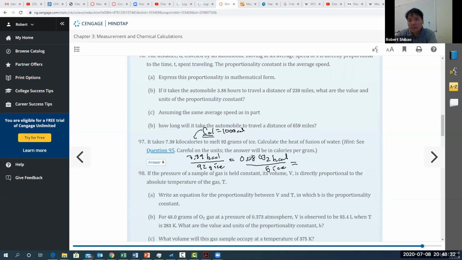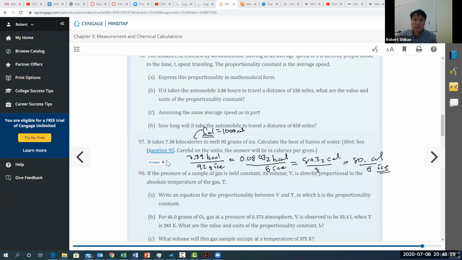And so calories is better. Calories is smaller, so we got to make the number bigger. And so that would be move it 3 over. So it'd be 80.32 calories per gram. And we're only allowed 2 sig figs. Sorry. This is going to be 80 calories per gram of ice. Again, I got to watch out myself, make sure I do that.